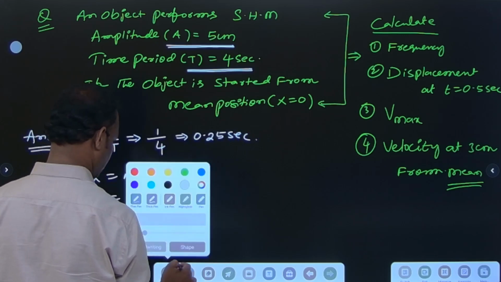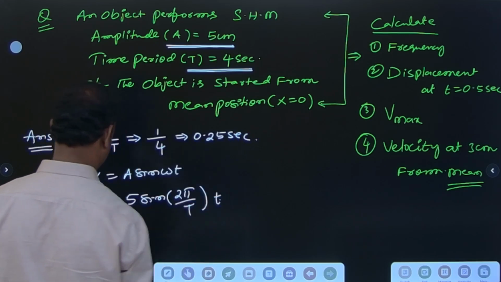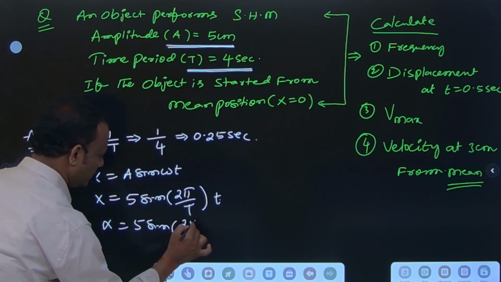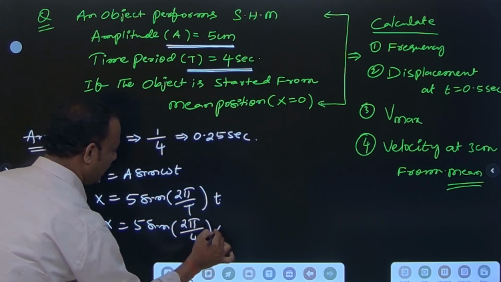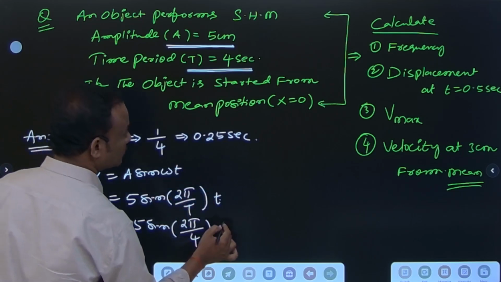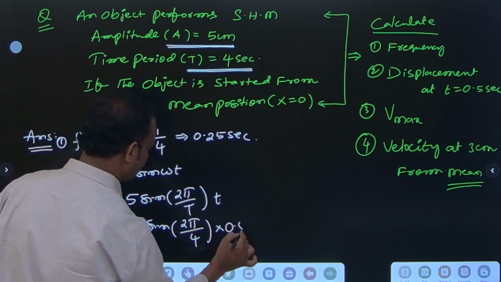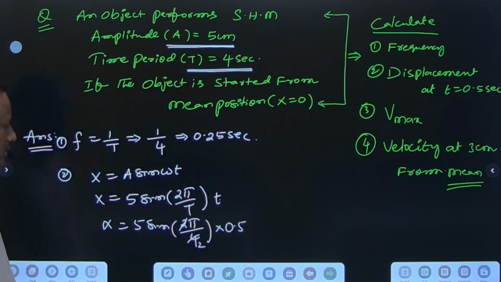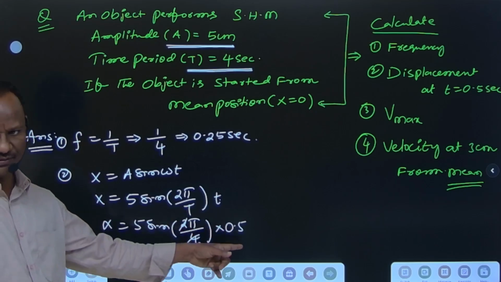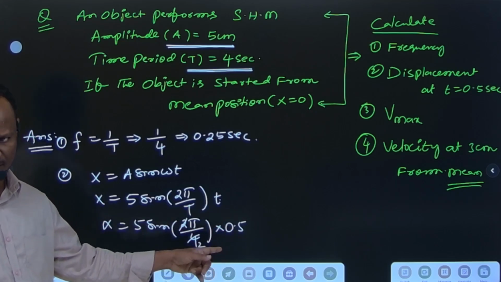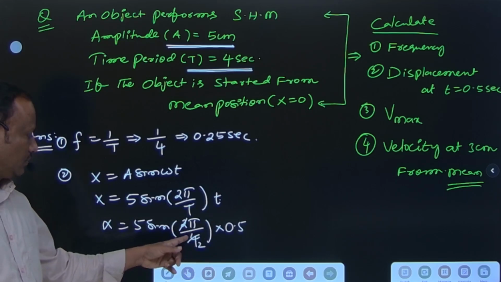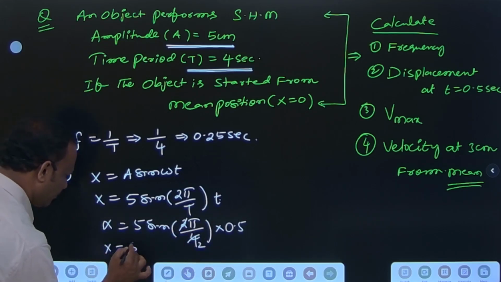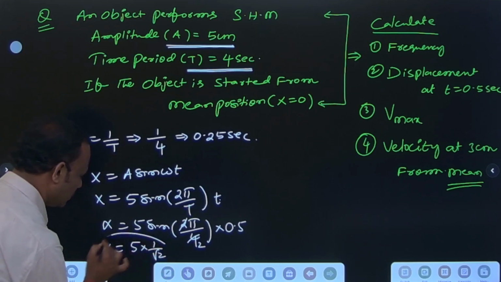So x is equal to 5 sin of 2 pi by T, where T is 4, and small t is 0.5. Two twos, pi by 2 into 0.5, that is 5 by 10, which means 1 by 2. 1 by 2 of pi by 2 is pi by 4. So x is equal to 5 into 1 by root 2.